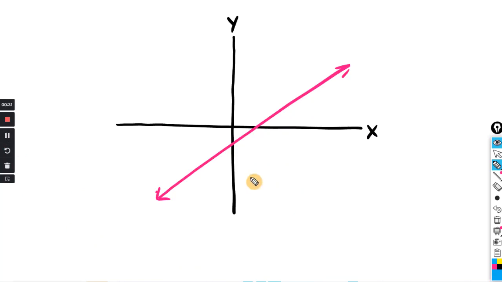So let's say you have a graph, and this is the x-axis, and this is the y-axis, and you have the graph of a line. The y-intercept will be the point where the line crosses the y-axis. The coordinates for this point: this right here on the x-axis is x equals 0, and the y-coordinate will be whatever the value of b is. So b is going to be your y-intercept.